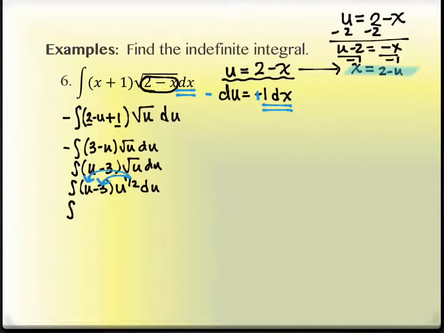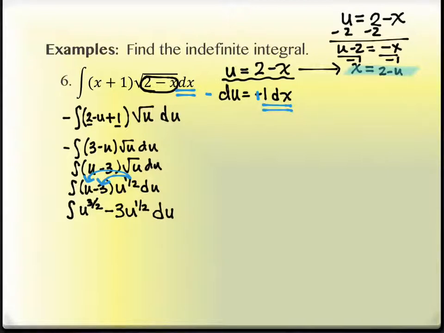So what is u times u to the 1/2? It's u to the 3/2. Can I take an antiderivative of u to the 3/2? Yes, I can. And then when I distribute the other piece, I have negative 3u to the 1/2. Can I take the antiderivative of u to the 1/2? Yes, I can. So the pieces themselves allow for the distribution because I don't have addition and subtraction underneath the radical.